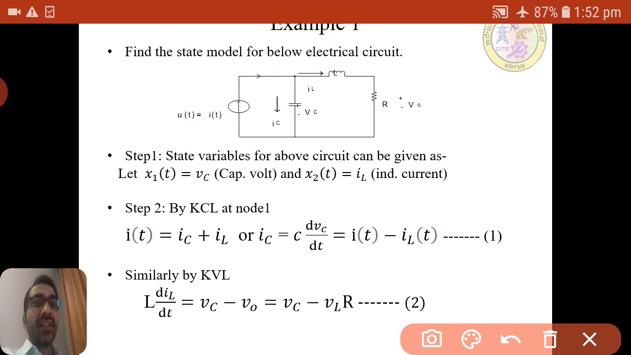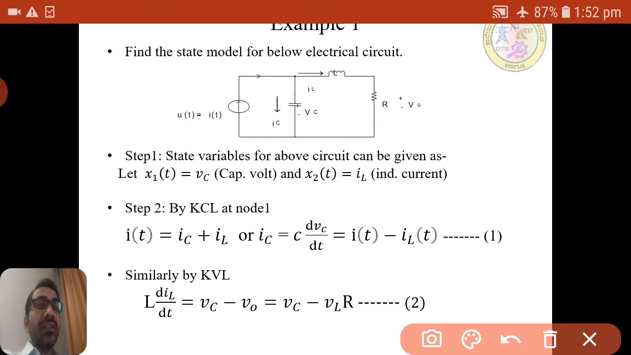Let us consider an example, the circuit we are showing here. This is the current source. There are three elements here: the current source, capacitor and inductor, and this is the resistor, the output resistor. The current source will be taken as the input source, and Vout is the output here.